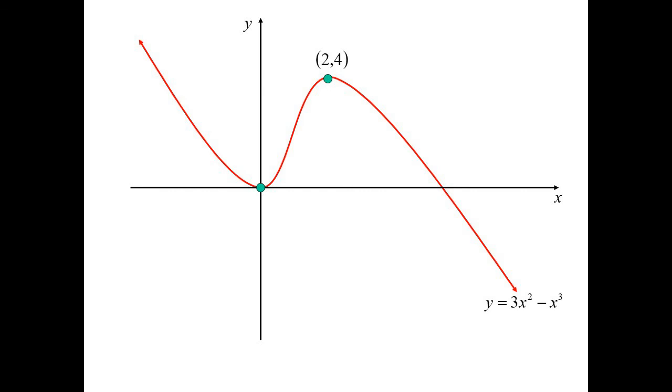Remember, I'm just saying a rough sketch. We know it goes through (0, 0). We know it goes through (2, 4). There we go. That's a very rough sketch. I haven't worked out the x-intercept, but it gives me an idea of what the curve's doing.